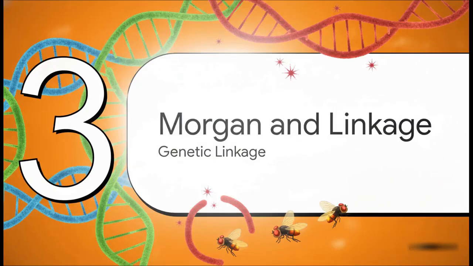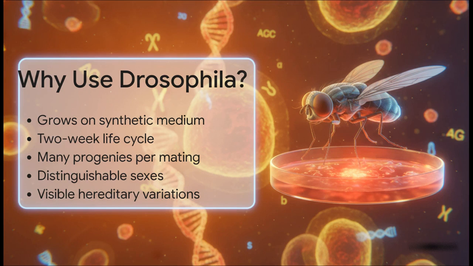Section 3, Morgan and genetic linkage. Now, to actually prove this chromosomal theory, Thomas Hunt Morgan needed the perfect test subject. And he didn't go with pea plants. No, he used the tiny fruit fly, Drosophila melanogaster. And he chose them for some very specific, highly practical reasons.